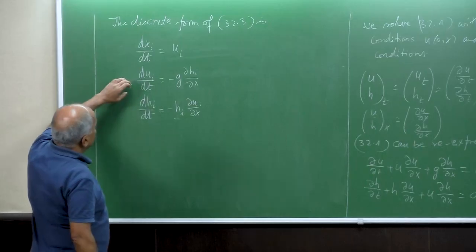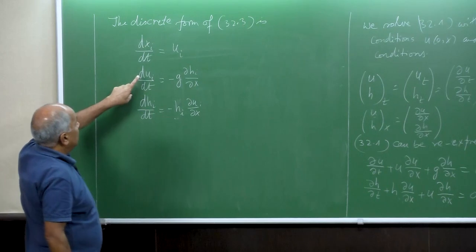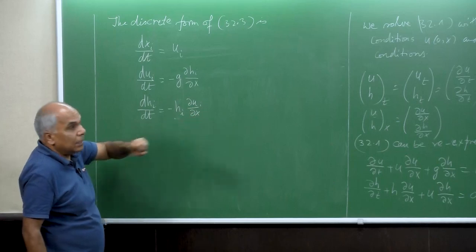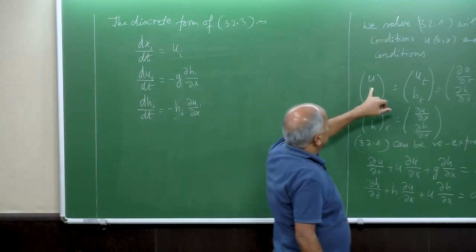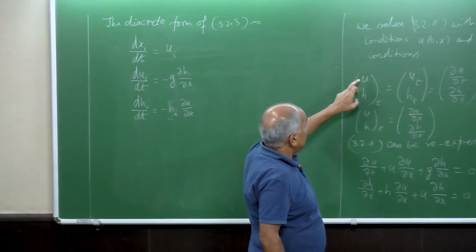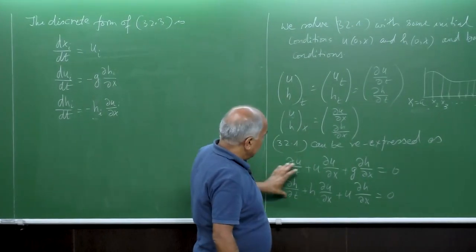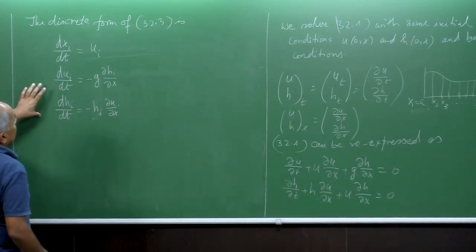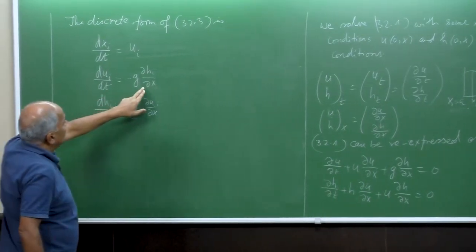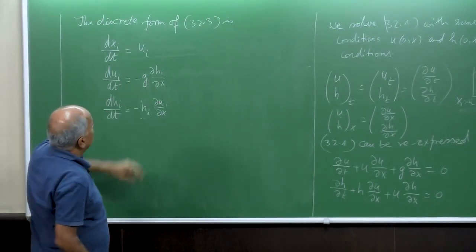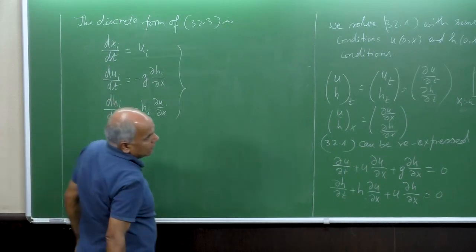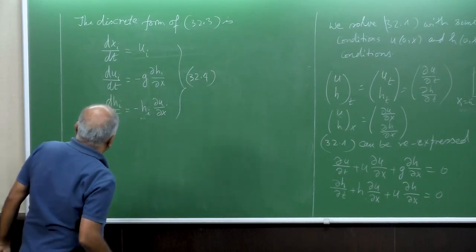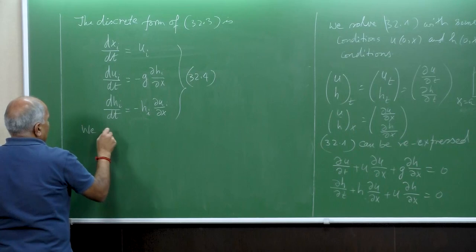Look at here. So this is a coupled system, yeah. Because u is a function of h and h is a function of u. So we have now basically two unknowns here, u and h, and we have two equations. So this system is closed, yeah. And now after having this, you go to every point, you solve. So this is equation number 32.4.